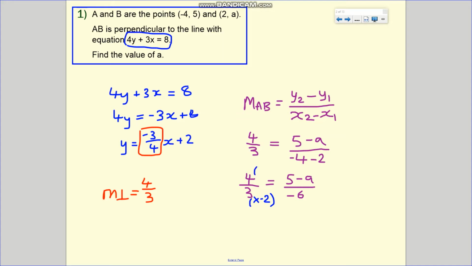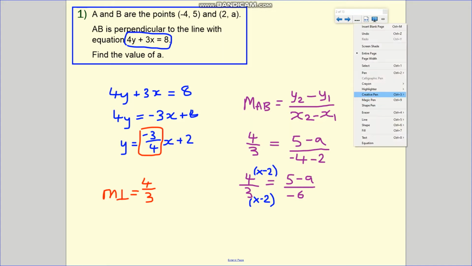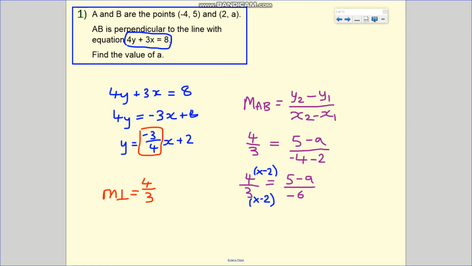Whatever I do on the bottom of a fraction, I have to do on the top of the fraction as well. That'll give me that negative 8 over negative 6 is equal to 5 take away a over negative 6. That means that 5 minus a is equal to negative 8. All I've done is I've got rid of the negative 6's on the bottom of each of those fractions.